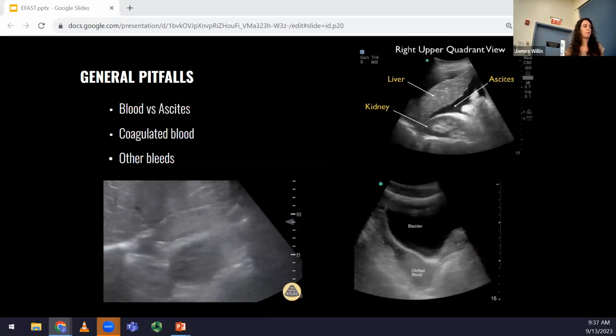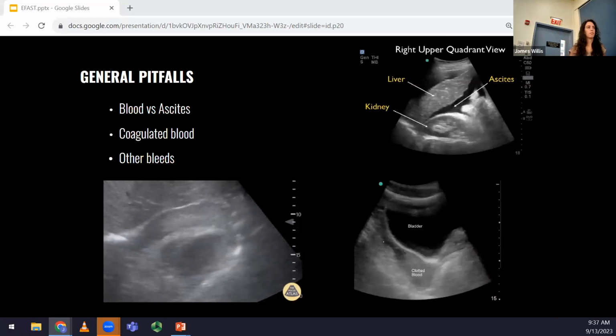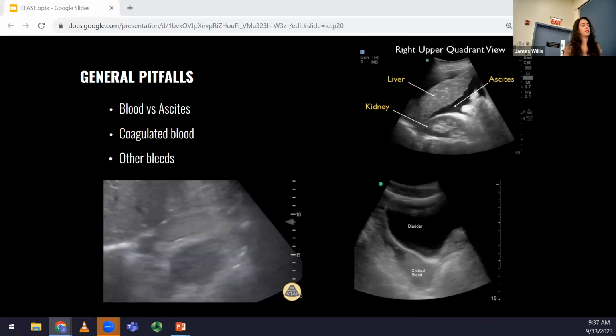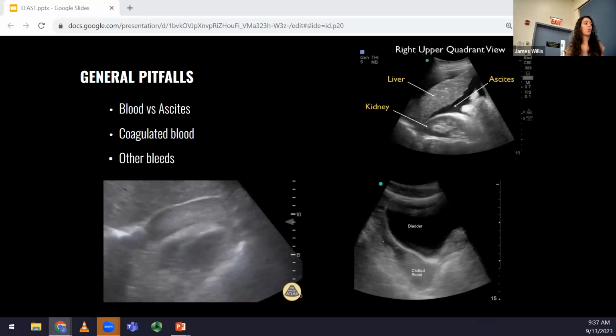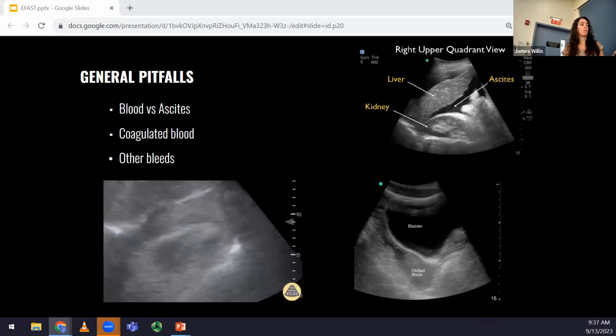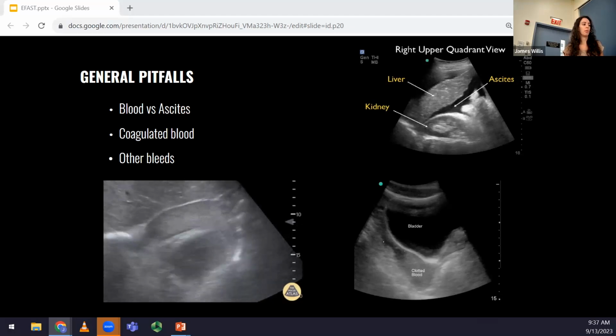Just some general pitfalls. I mentioned it briefly. Ascites, you cannot differentiate ascites from free fluid. It is free fluid, so you can't differentiate it from traumatic blood. So just keep that in mind. Coagulated blood can happen in, I showed it in the echo, it can happen in any view. So here's a view of a suprapubic with clotted blood posterior to the bladder.